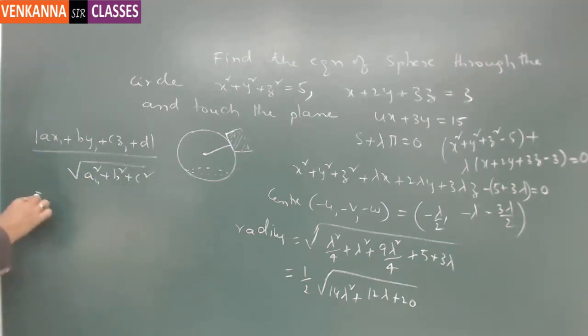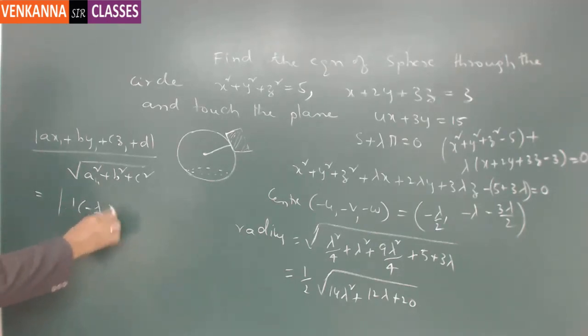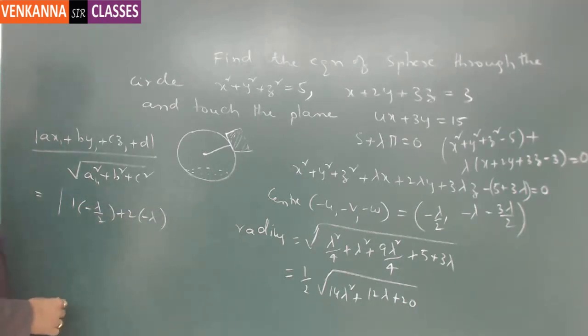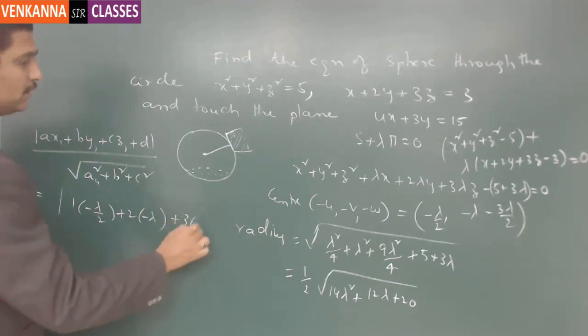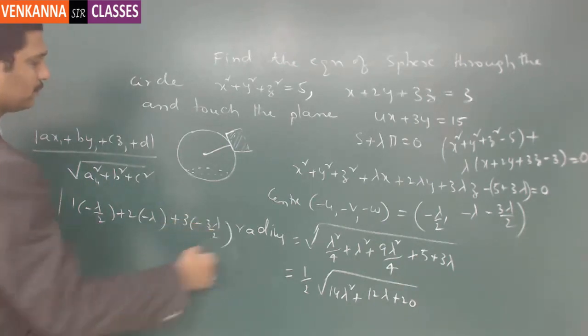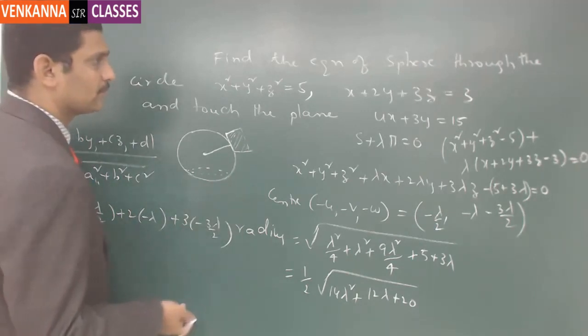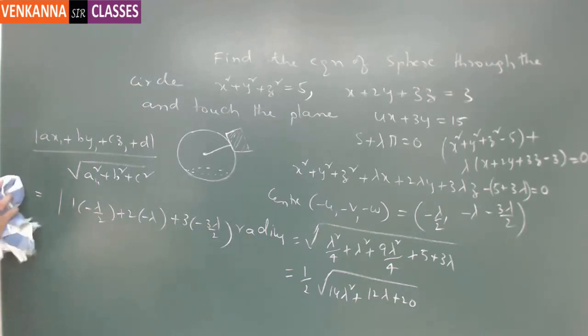Substituting the values there, it will be modulus of 1 into minus lambda by 2 plus 2 into minus lambda and 3 into minus 3 lambda by 2 plus d is nothing but... Just hold on a second.